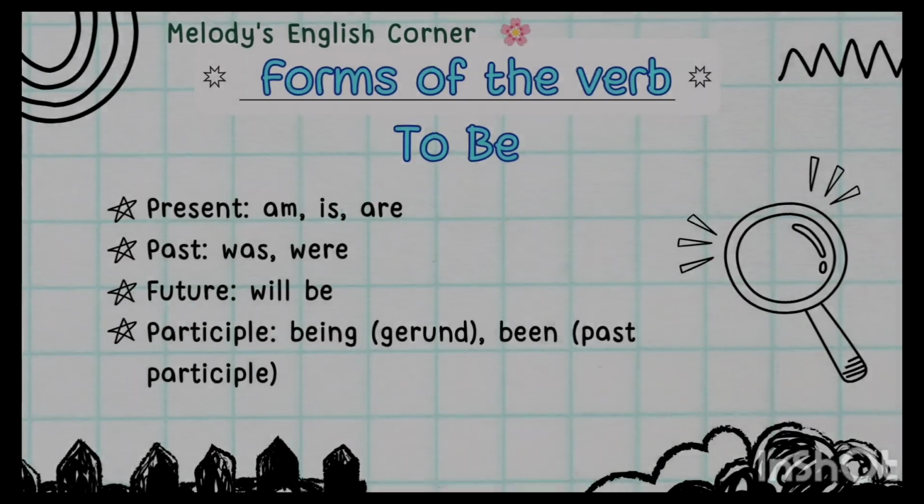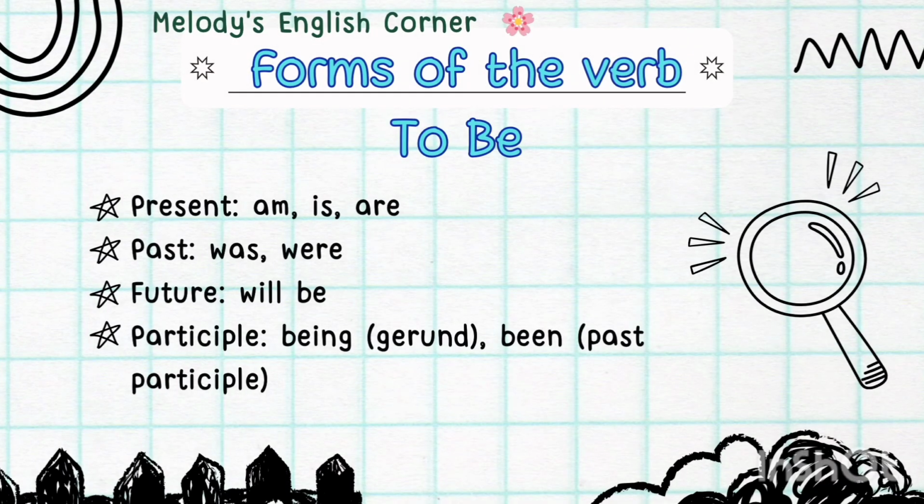Okay, finally, let's review the forms of the verb to be. Present: am, is, and are. Past: was and were. Future: will be. Participle: being, gerund, and been, past participle.